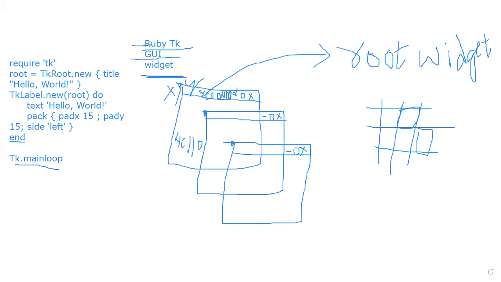And you can create a new instance for the root class. You can create an instance. What is an instance? Instance is nothing but an object. You are going to create an object for which one? For the root widget. Okay.